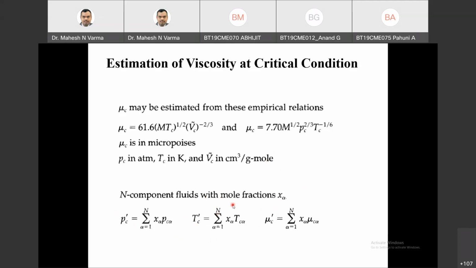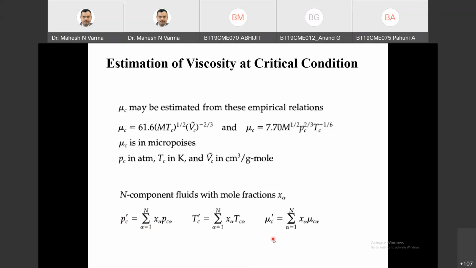Logically, this temperature is not an additive property, but here an algebraic summation of critical temperature is used. So there will be some ifs and buts in every empirical relation, but whenever you use an empirical correlation or an empirical graph, this is how you can get the critical pressure of the mixture, the critical temperature of the mixture, and the critical viscosity of the mixture. So you need to remember.